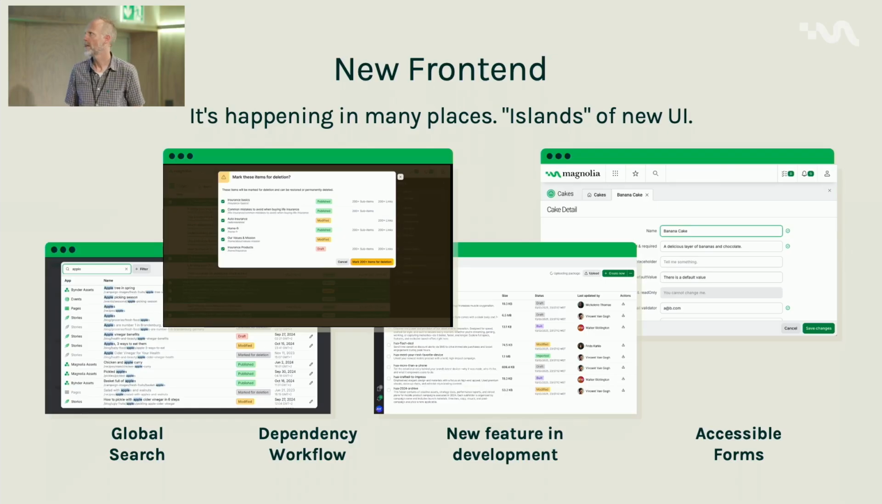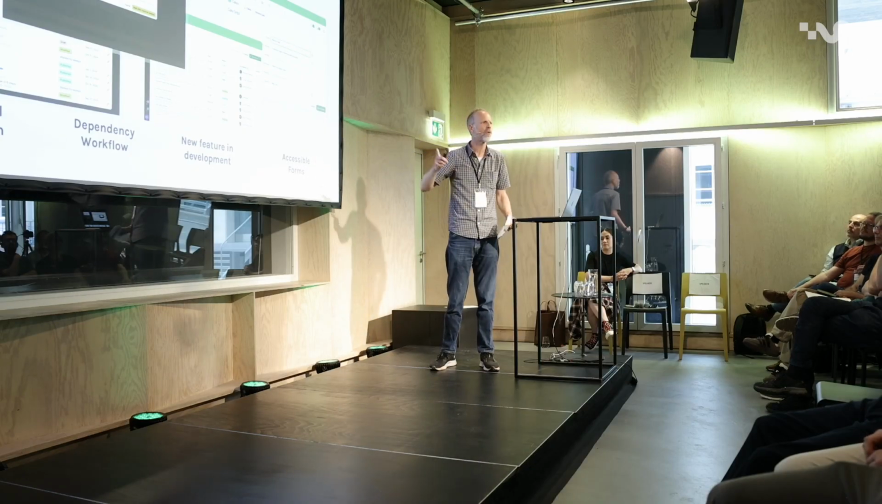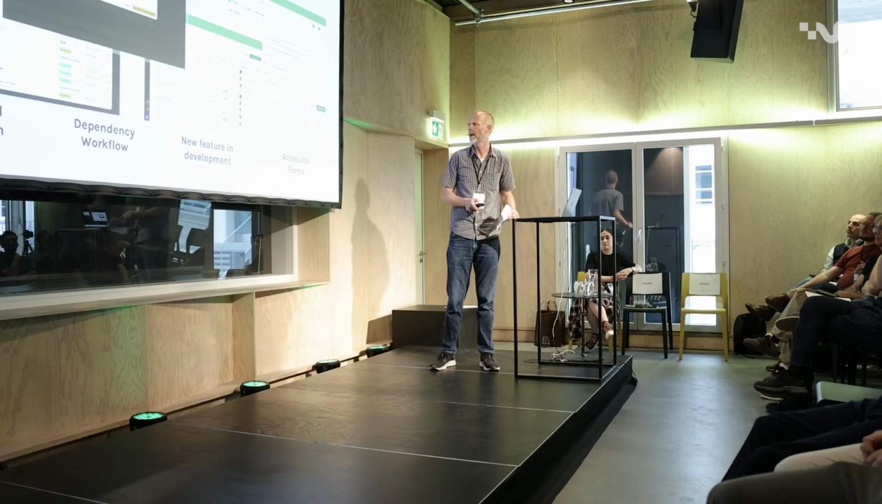And so we're taking the strategy of certainly anything new, any new feature we're building, let's consider building that in the new UI, which is what we're doing in the case of the global search. We were anyways doing this dependency workflow. We've decided to do that in the new UI. There's a whole new app, the new feature in development, very secretive. It's the package manager, and it'll be the first full app written using the new UI.